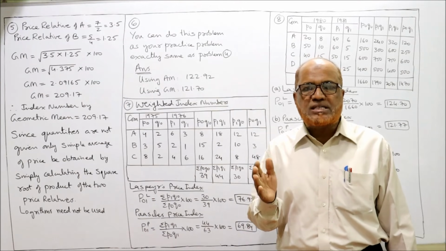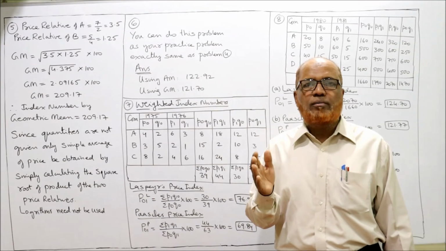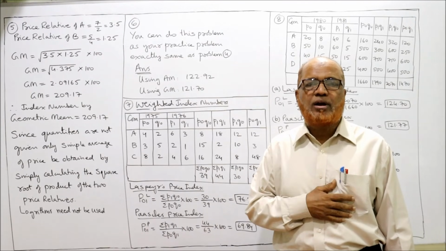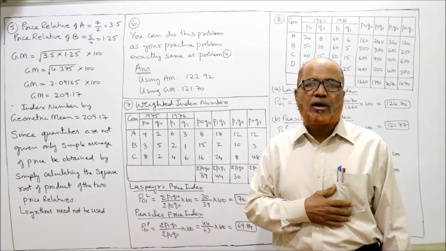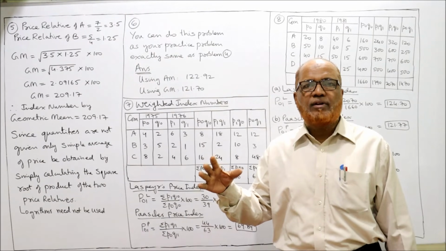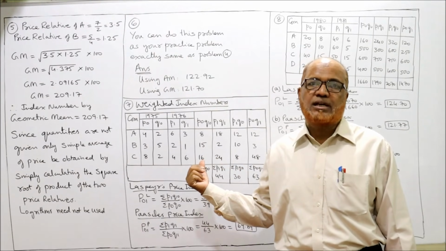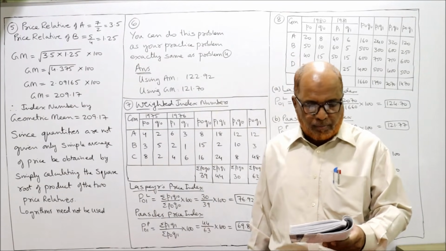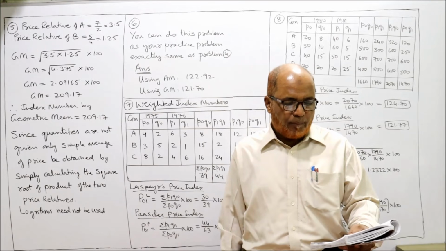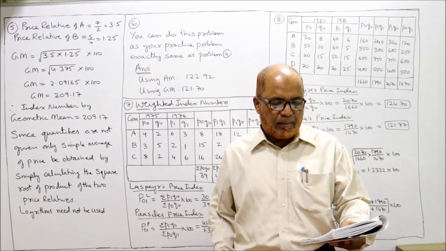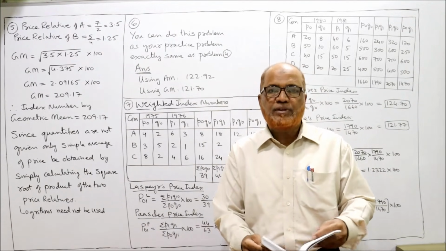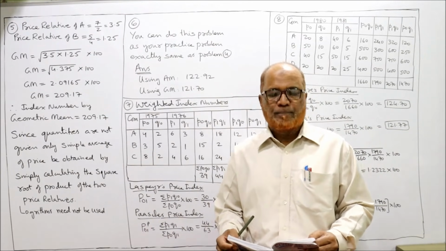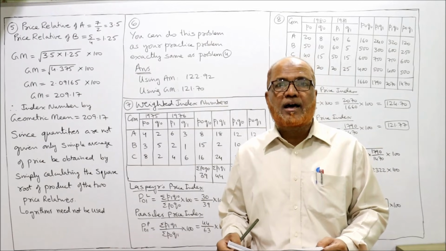Laspeyres formula, Paasche's formula, Fisher's formula, then Marshall-Edgeworth's formula, Kelly's formula, Dorbish-Bowley's formula. So many formulas are given for this weighted price index. So first, the seventh problem you see: from the data given below, construct Laspeyres and Paasche's price index number with base 1975. So 1975 is the base and 1976 is the current year.